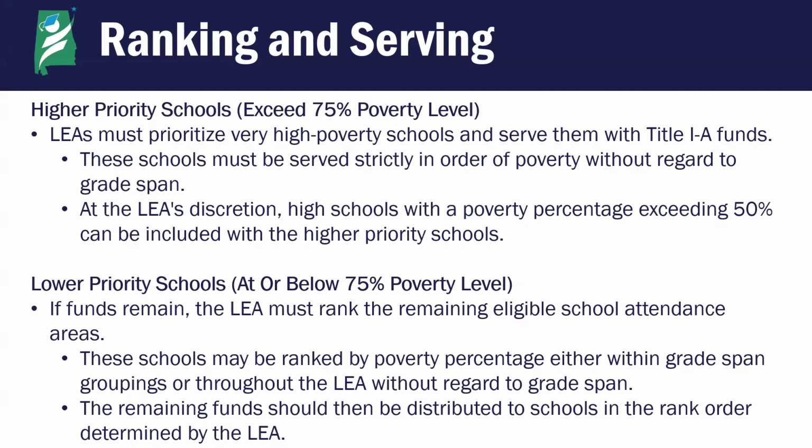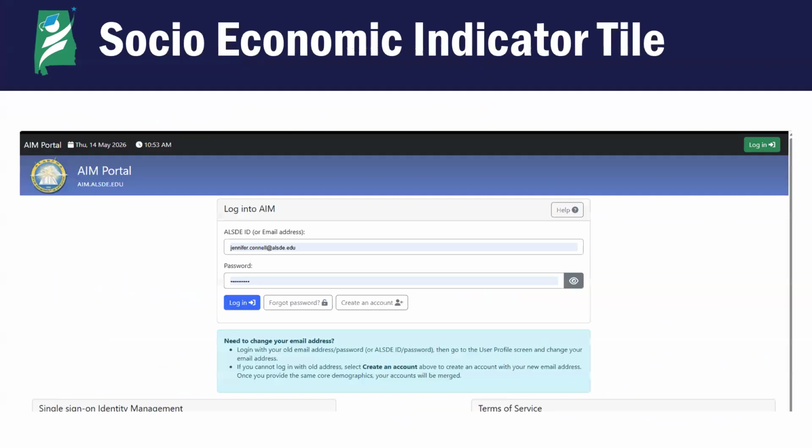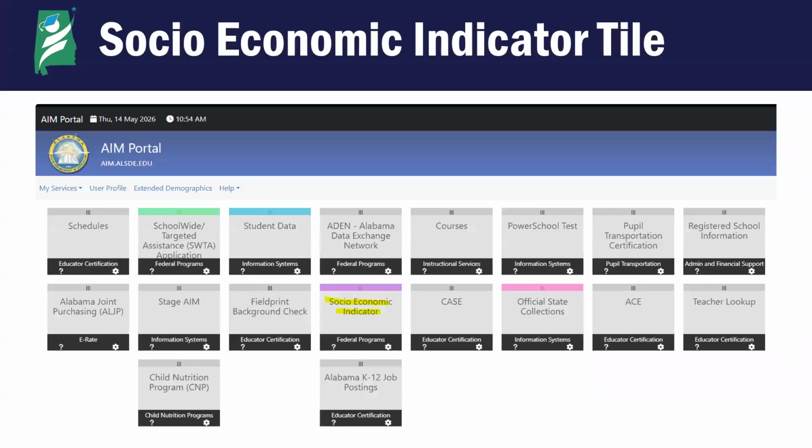So now that we've reviewed the ranking and serving requirements, we're going to move on to the socioeconomic indicator tile, because this is where you can find your poverty data. You're going to go to your AIM portal and you're going to log in. And once you get in your AIM portal, yours may look different than mine. You may have access to portals that I don't, etc. Yours may be in a different order. But what you're looking for is the socioeconomic indicator tile. You're going to go ahead and click on that tile because that's where your poverty data is located before you can access it in EGAP.